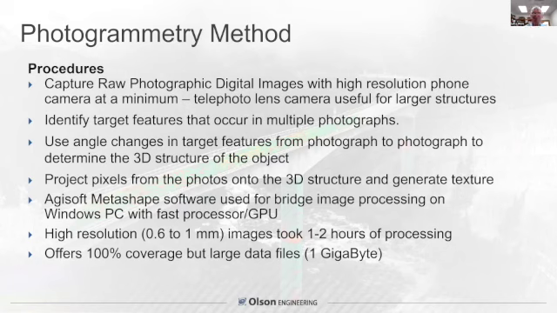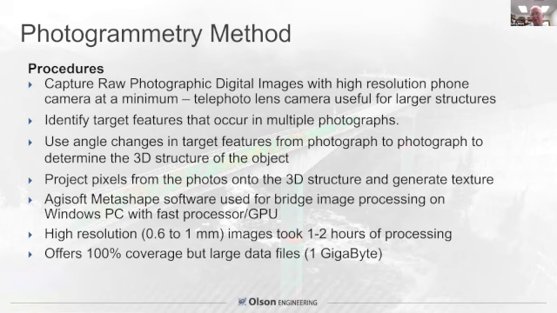So the method involves you get this raw photographic digital image, as I mentioned, with a decent phone camera or telephoto lens camera for larger structures. Get target features that occur in multiple photographs. You use the angle changes to turn it into a 3D structure of the object.